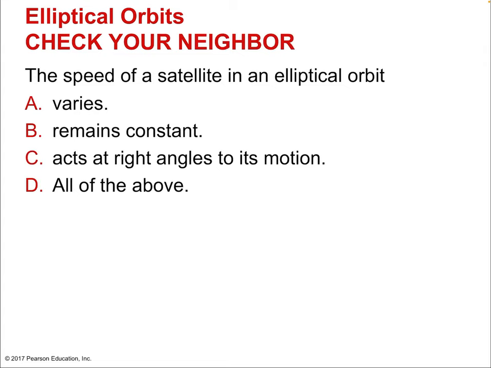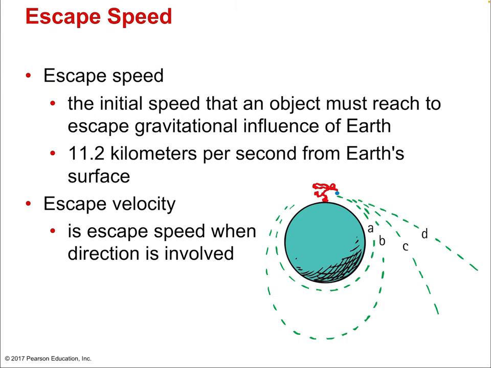So the speed of a satellite in an elliptical orbit varies, remains constant, acts at right angles to its motion, or all of the above. Which one is it? It varies, okay? That's what elliptical orbits are all about. Okay, so what about escape speed? I said this is gonna be the last topic of the lecture, so you better know we're almost done.